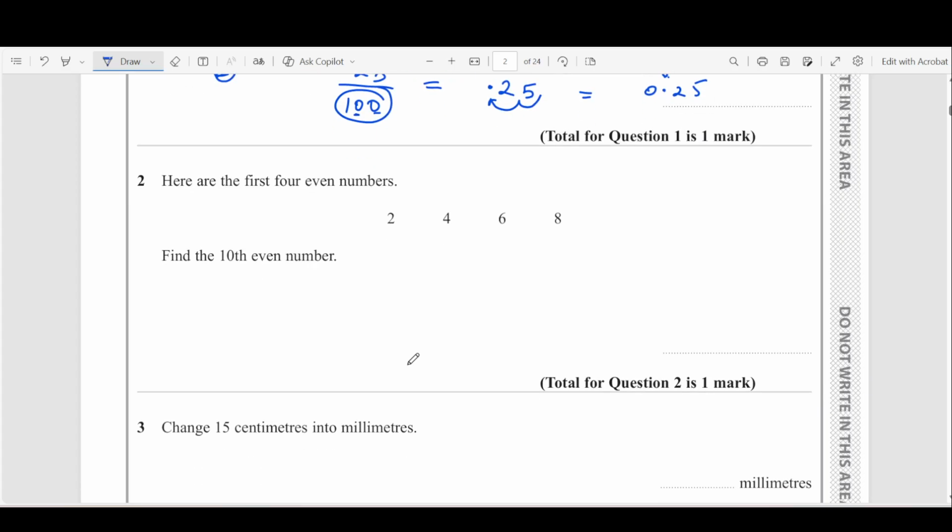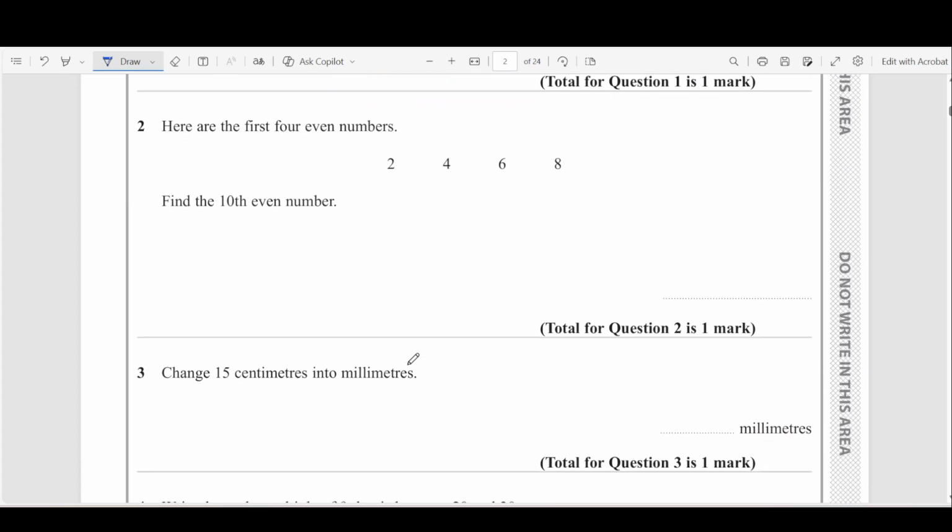And the next question says here are the first 4 even numbers. Find the 10th even number. So we have 2, 4, 6, 8. This is the fourth number. We need to find the 10th number.